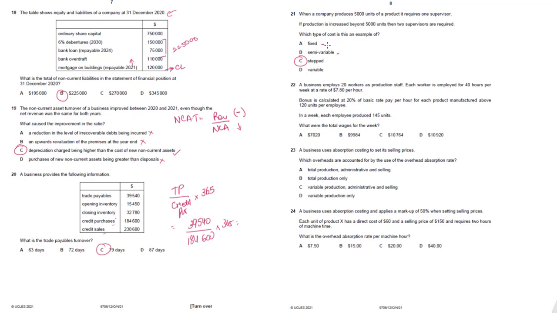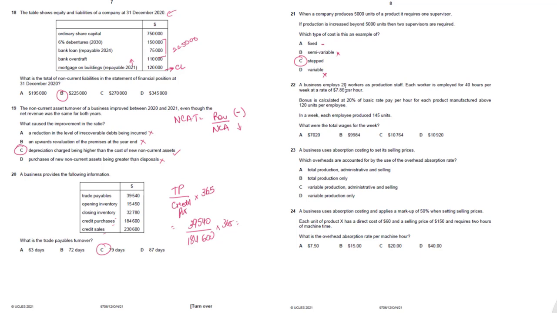Semi-variable, if the salary of the supervisor was linked with the output, then we would call it either variable or some kind of semi-variable, but none of them. Stepped cost, because for the first 5,000 it is fixed, then the moment it increases beyond 5,000, for the next 5,000 again it increases and remains fixed. So this is an example of stepped cost.